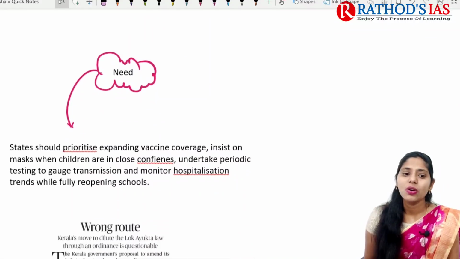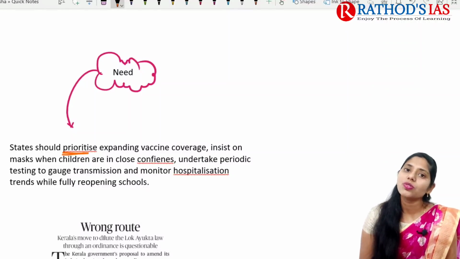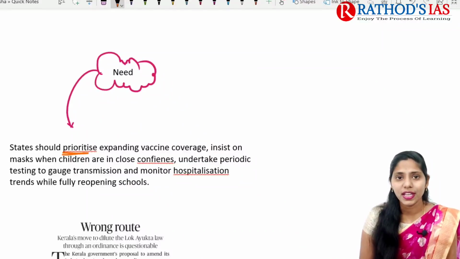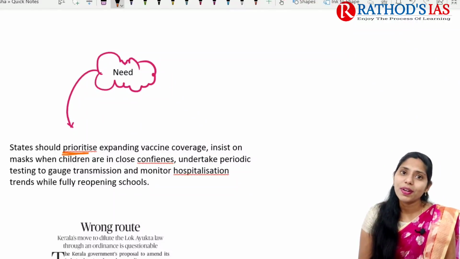So what is the need now? The need here is that the states need to prioritize expanding vaccine coverage, and we need to focus on children wearing masks whenever they are sitting in a closed classroom. Most of the time, teachers and schools need to go for teaching in open areas, for example in grounds, under trees, etc. There the chance of decreasing transmission is very high. And we need to maintain proper ventilation in the schools, and go for proper checking of children.